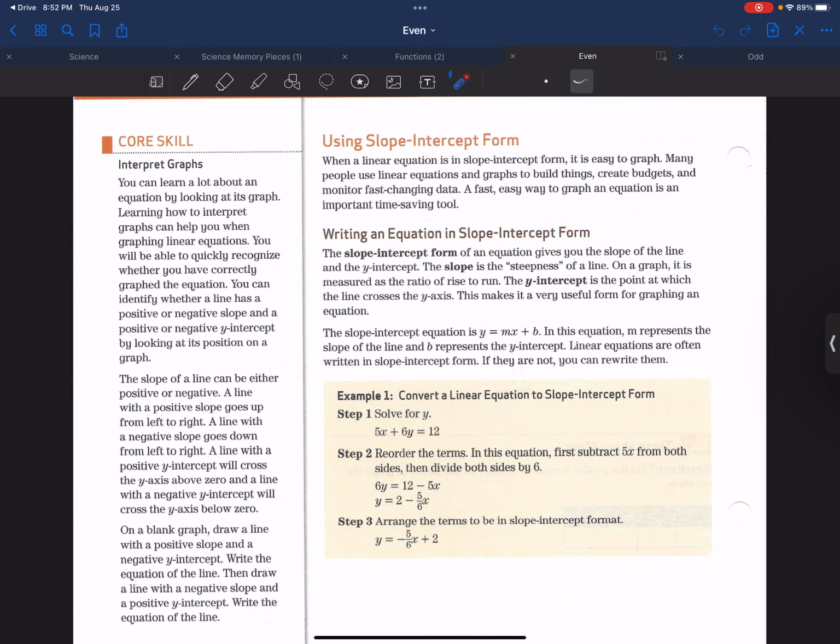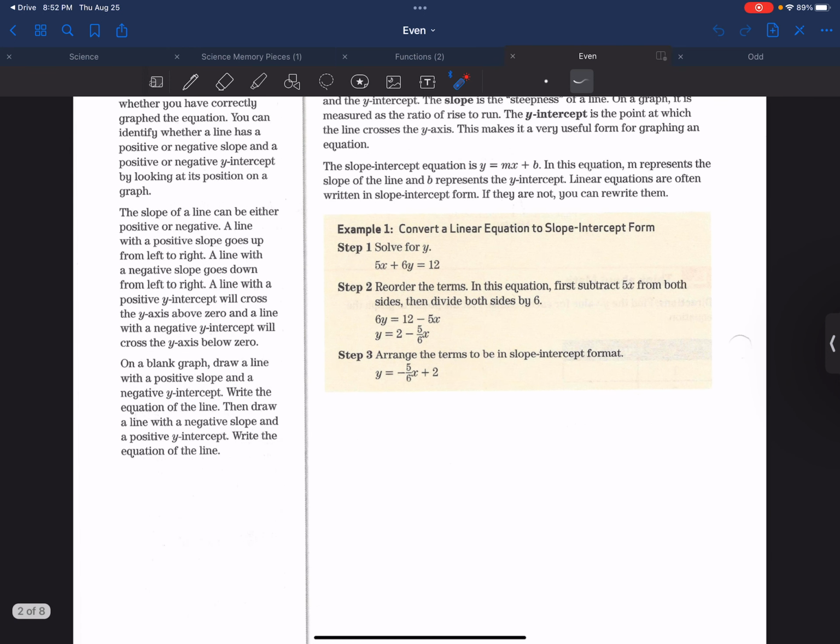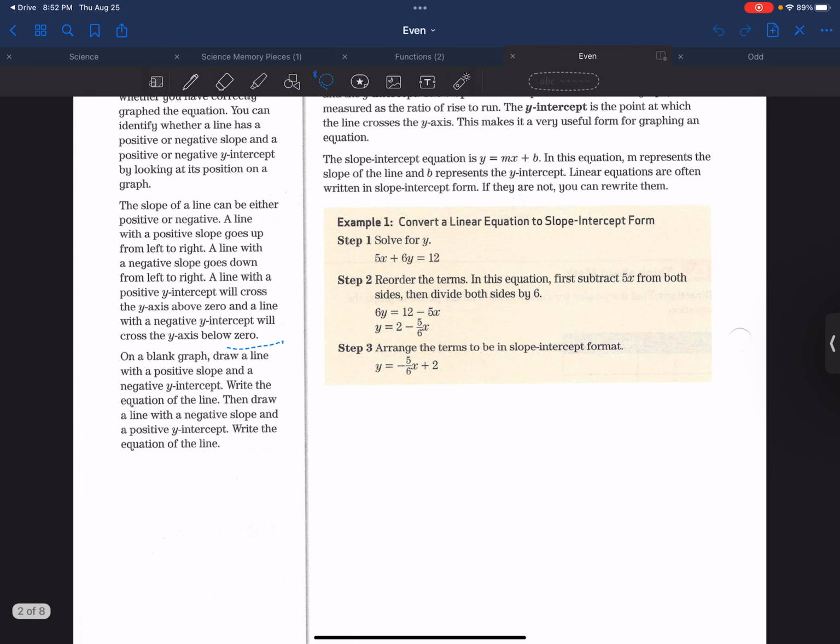On a blank graph, draw a line with a positive slope and a negative y-intercept, then write the equation of the line. Then draw a line with a negative slope and a positive y-intercept. Write the equation of the line. So we're going to actually do this. I will have to go to a graph sheet.